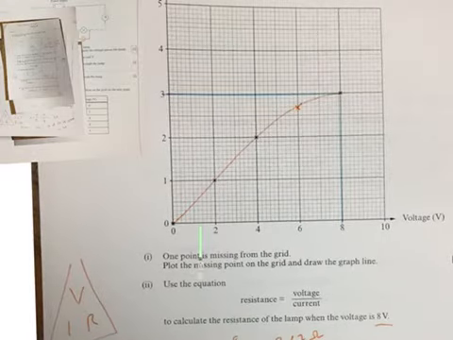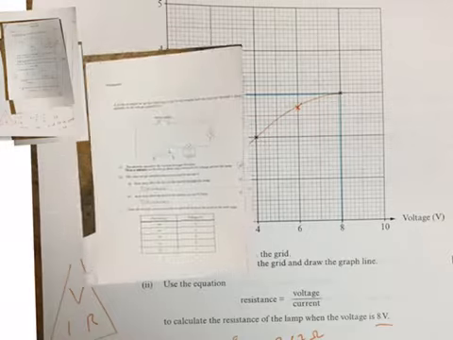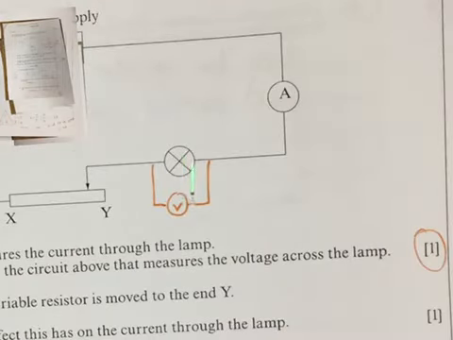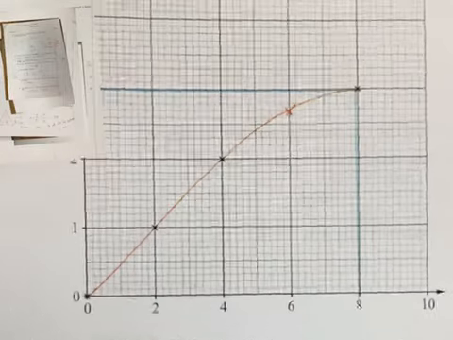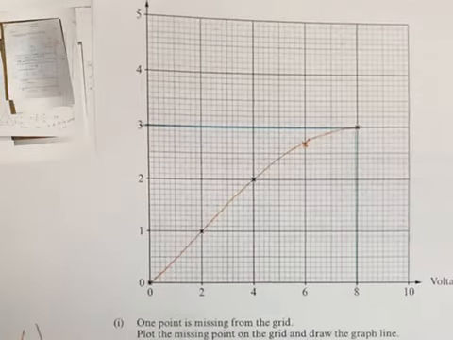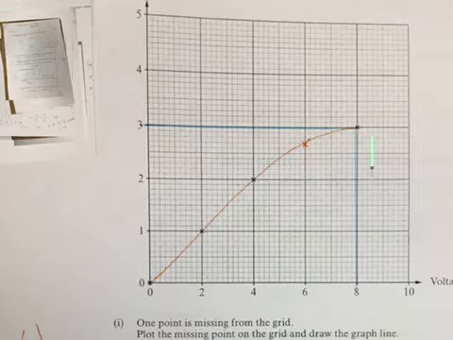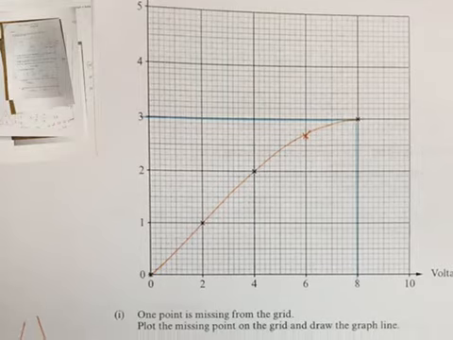That's all we've got to do: plot and draw that nice little curve, because we know it's for a filament lamp. Look, so it's going to take that shape. It's not going to be like a fixed resistor where it's a nice straight line. It's going to tail off, because the more heat it gives off, the less current, the more resistance. It's going to sort of flatten off, unlike that fixed resistor which goes all the way up. So there's my graph for 2 marks.